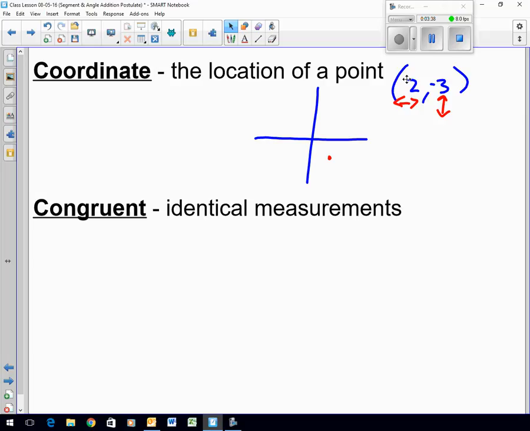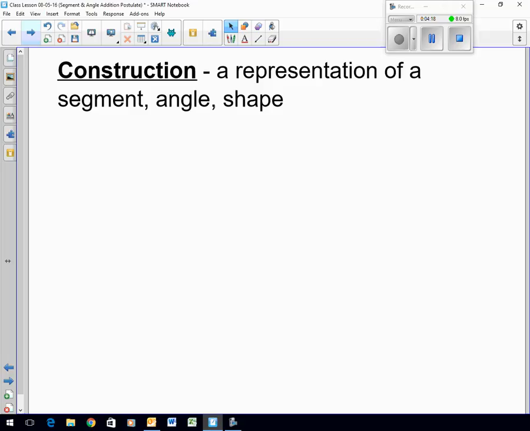I promise, if you don't know the definition of congruent, you will fail this class. I'll say it with a straight face. You don't know the definition of congruent, you'll fail this class. The most important word of the class is right there: congruent. What does congruent mean? Identical. Okay? So most of you are going to pass. All of you are going to pass. Know what congruent means.